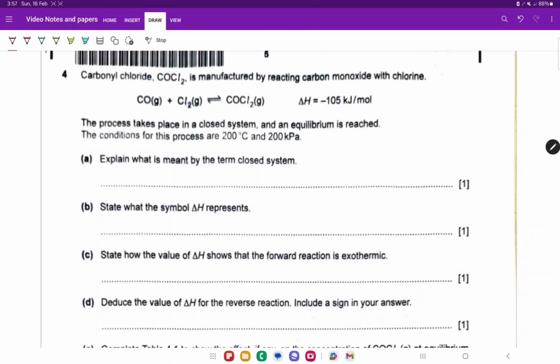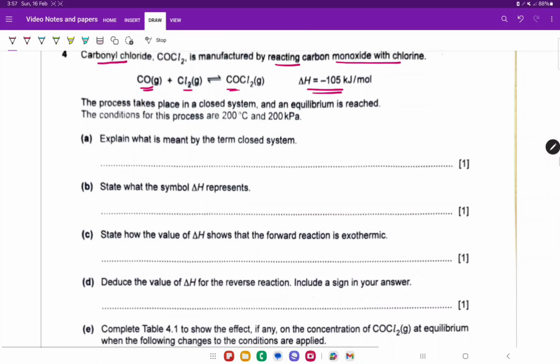Now the fourth question is carbonyl chloride, COCl2, is manufactured by reacting carbon monoxide with chlorine. CO with Cl2 forms COCl2, and delta H, which is my enthalpy of reaction, is minus 105 kilojoules per mole. What does minus tell us? The reaction is exothermic in nature, negative means exothermic. The process takes place in a closed system and an equilibrium is achieved. Equilibrium is when the rate of forward and backward reaction is equal. The conditions for this process are 200 degrees Celsius and 200 kilopascals. This is pressure and this is temperature.